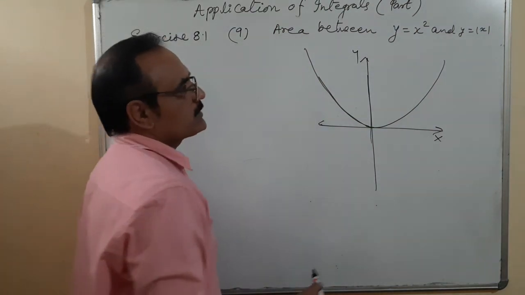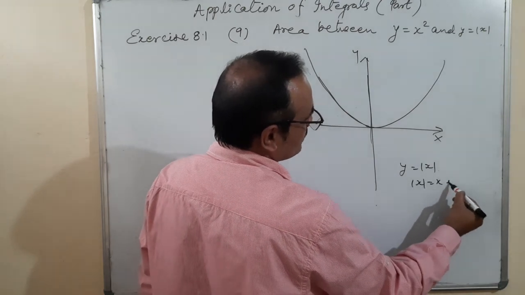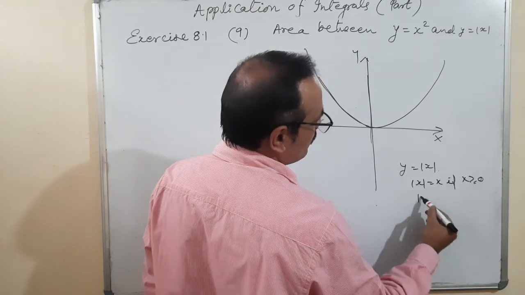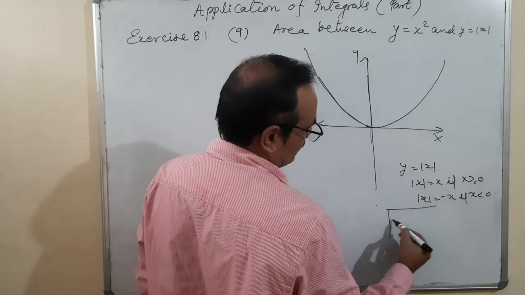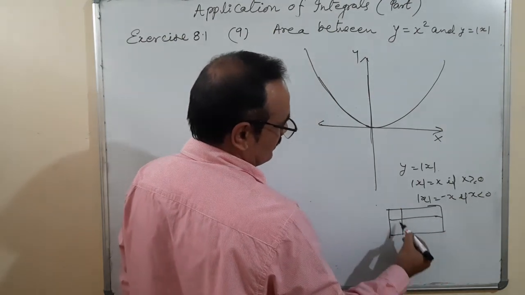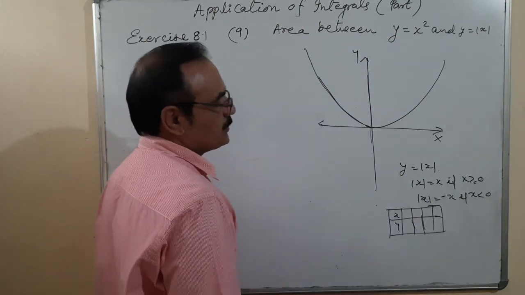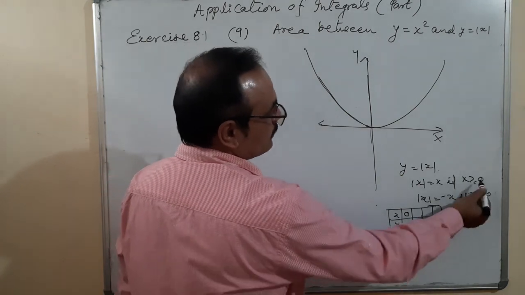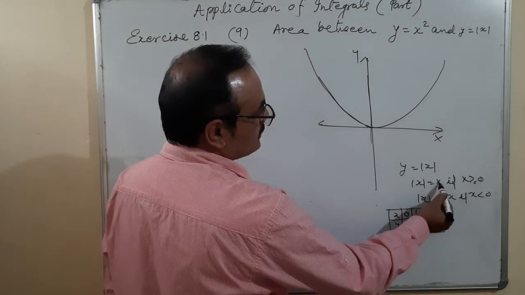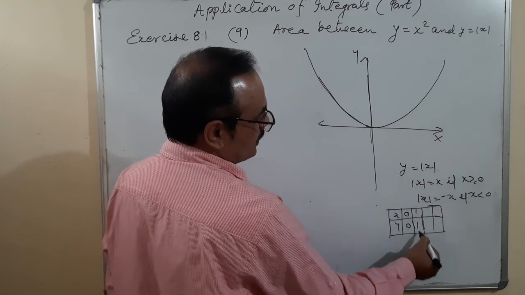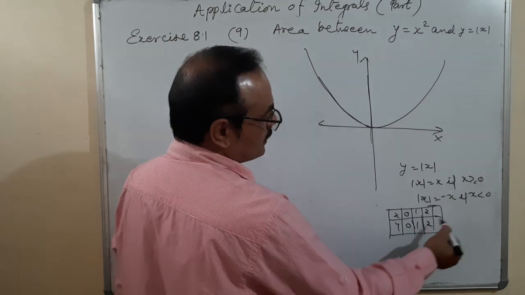Now let us see which type of line y is equal to mod x is. Definition: mod x is equal to x if x is greater than or equal to 0. Mod x is equal to minus x if x is less than 0. So let us check x, y values, some positive, some negative, and 0. If I put x is equal to 0, then y is 0. If I put x is equal to 1, positive, y is equal to 1. If x is equal to 2, y is equal to 2.